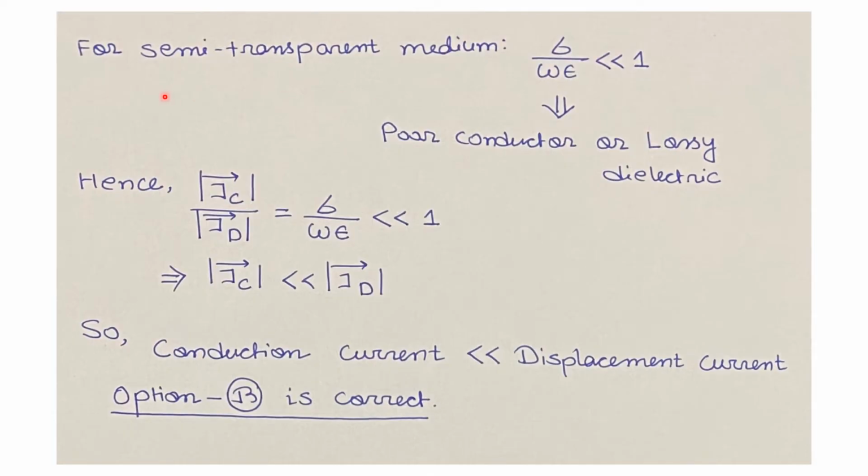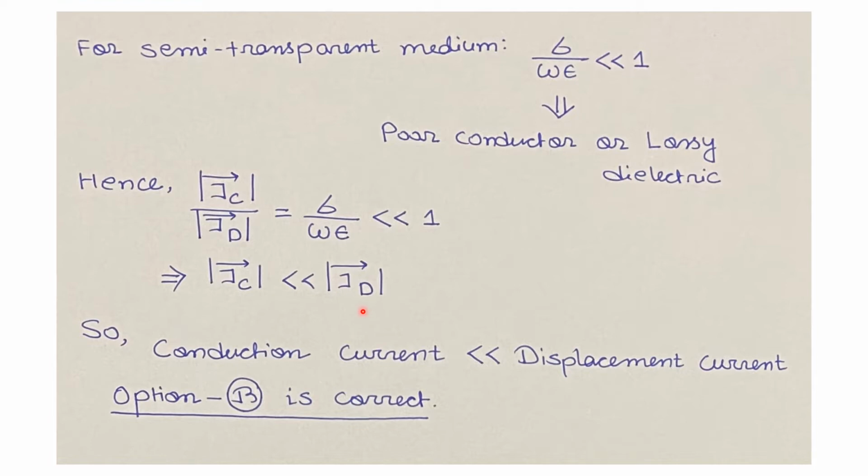Now as we are given the medium as a semi-transparent medium, for that we have the condition that sigma by omega epsilon is very much less than 1. This actually implies that the medium is a poor conductor or lossy dielectric. Now, if we implement this condition in the expression of the ratio of J_C vector and J_D vector, then we will get mod of J_C vector divided by mod of J_D vector equals sigma by omega epsilon, which is very much less than 1. So this implies that mod of J_C vector is very much less than mod of J_D vector.